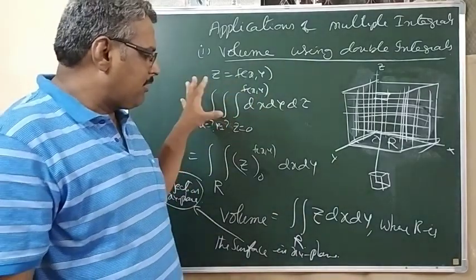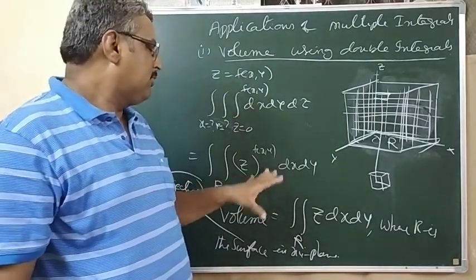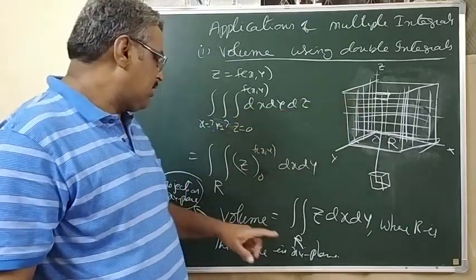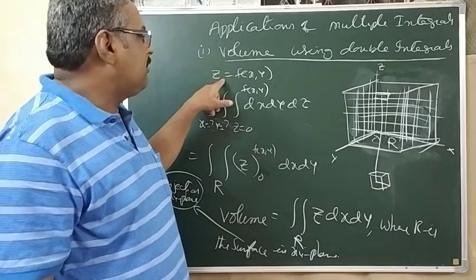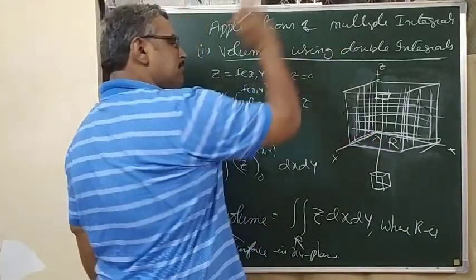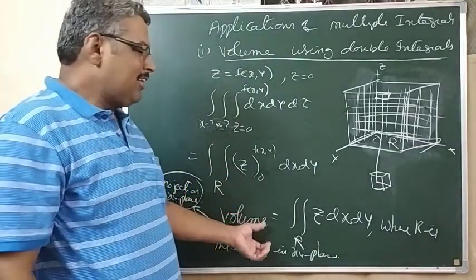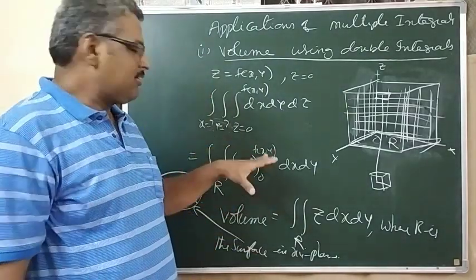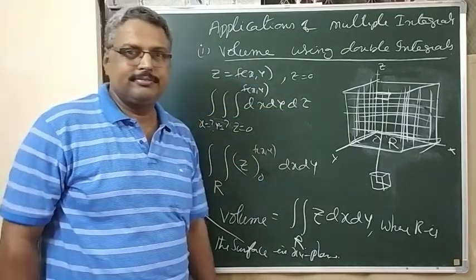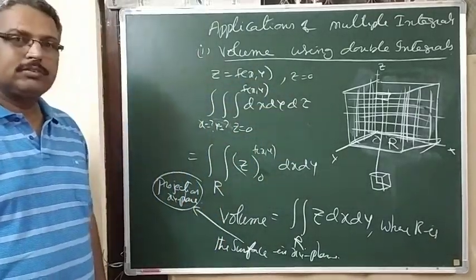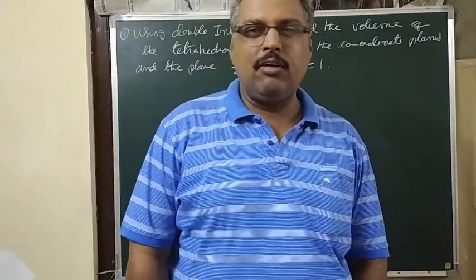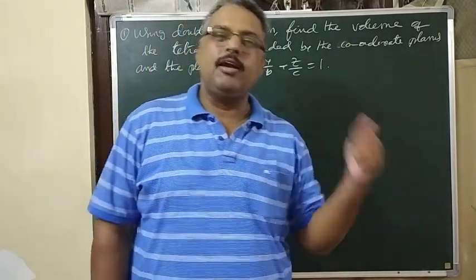So this is the procedure for finding the volume of the solid using double integral. If z equals f of x y and z equals 0, above the xy plane, then we will apply this formula. Now we will discuss problems using this concept: finding the volumes using double integrals.